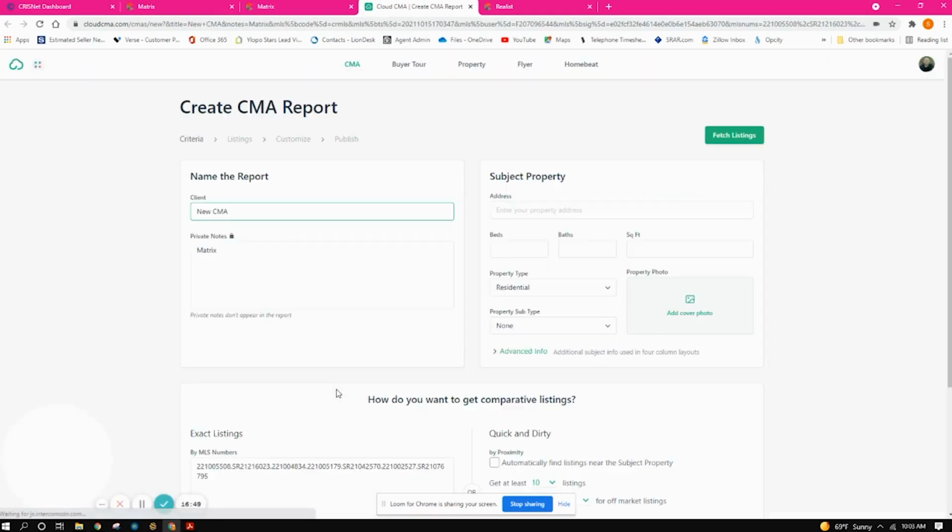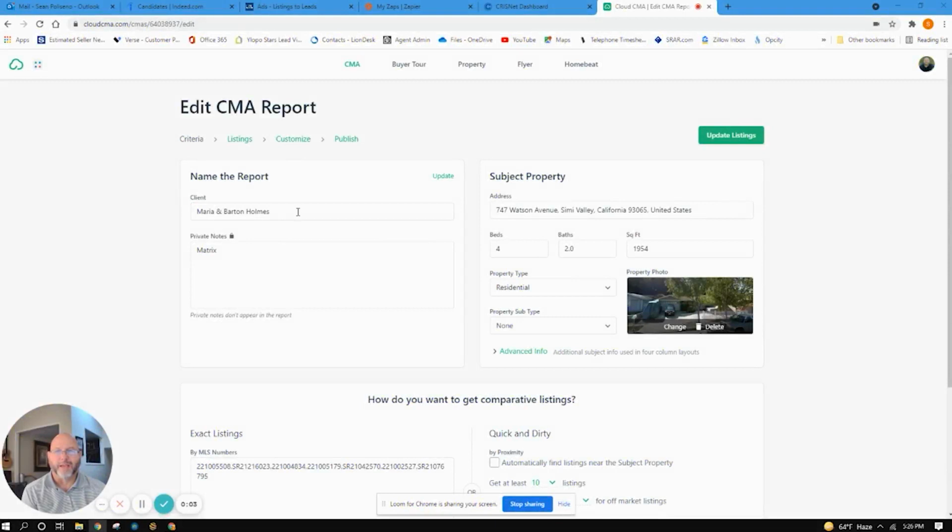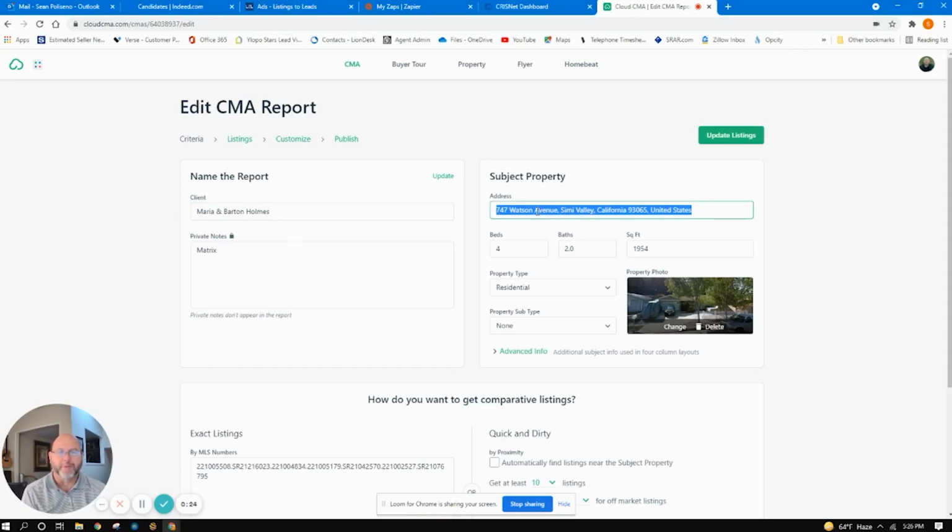So I click that, and this is going to take me into the property, into the CMA report. Okay, so this is the CMA, and really there's just a few fields that need to be filled out on this particular portion of creating the CMA, and that's right here where it says client. So you can see here I put in Maria and Barton Homes, their name, and then here I put in their address, and when you type that in, it populates from the title record. So it pulled in 4-bedroom, 2-bath. You want to make sure this is all correct. It pulled in, and then I toggled residential. And this picture, I actually went on Google Images and did a street view, and I used the snippet tool to get this picture.